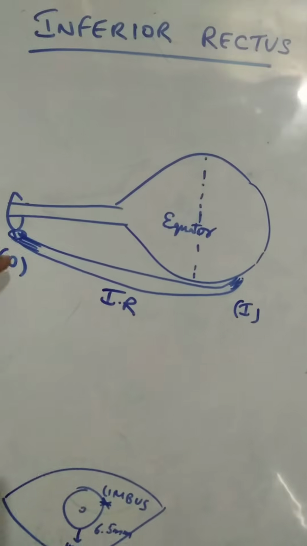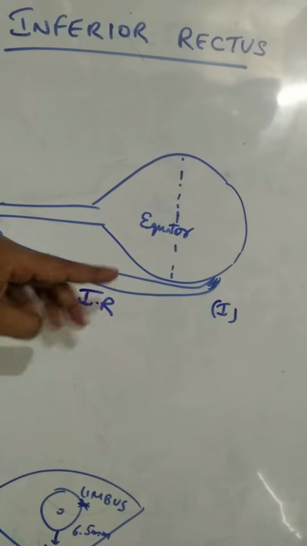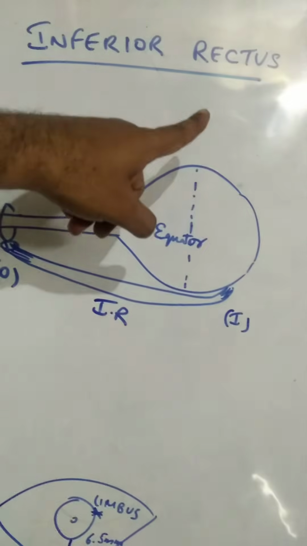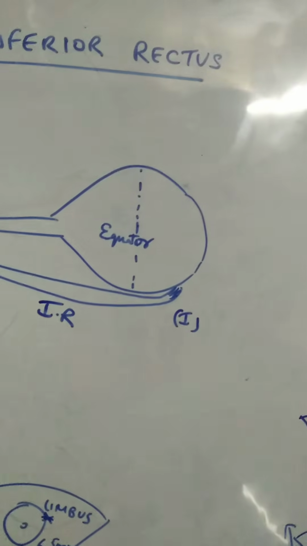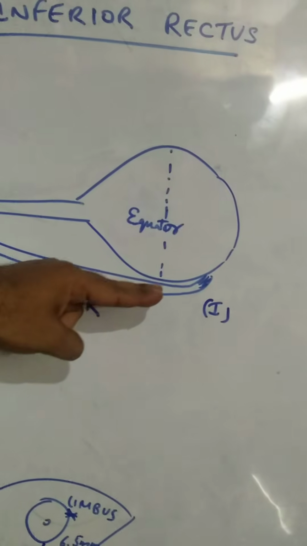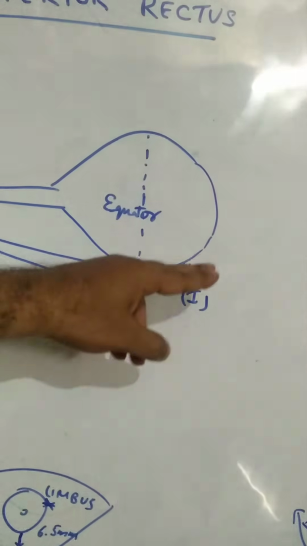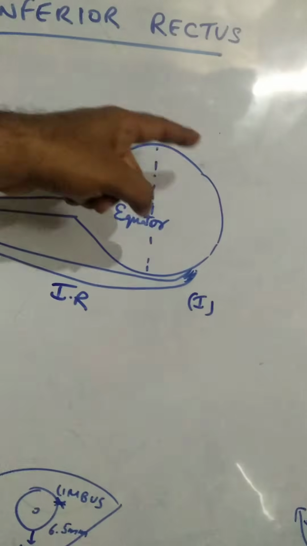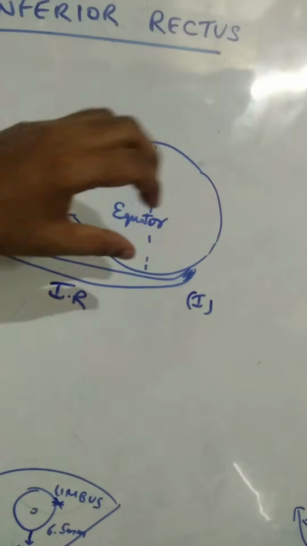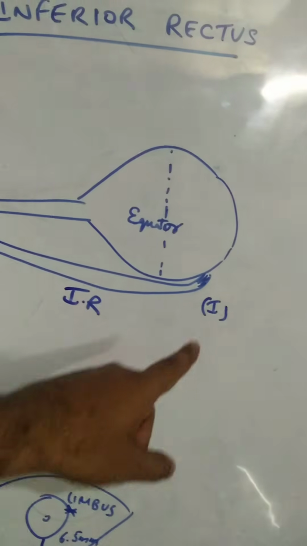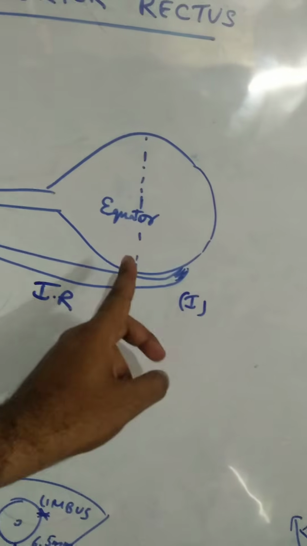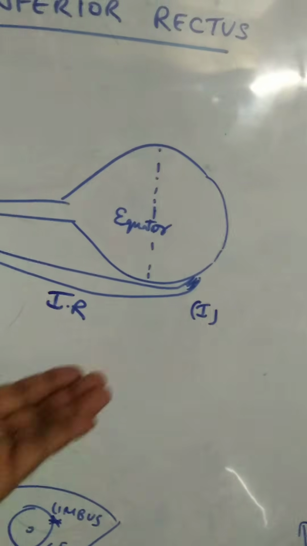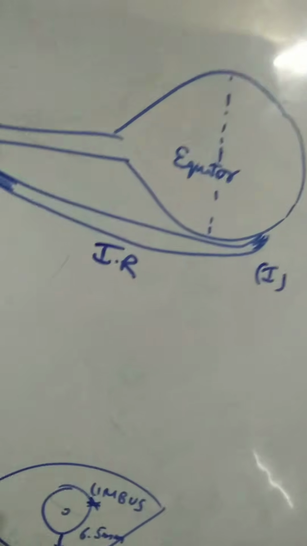Coming to the insertion, it travels below and parallel to the eyeball. Therefore the name: below means inferior, and it is straight to the eyeball, so it's called rectus. Then it crosses the equator of the eyeball to get attached to the sclera of the eye. Now what is the sclera of the eye? The outermost white part of the eye, similar to the egg. That part is called the sclera. So it is inserted to the sclera of the eye in front of the equator, obviously the lower portion of the eyeball.